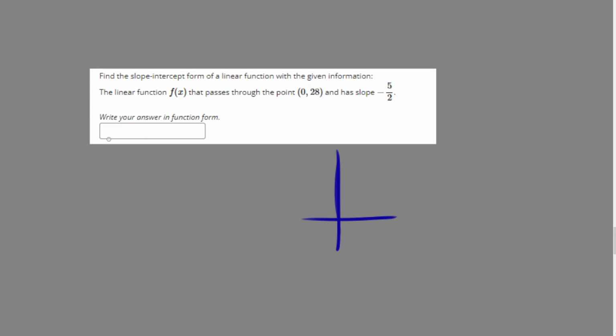So we need to write f of x for this one. This is the one I talked about earlier, where you need to include the f of x equals 5 over 2x plus 28. That's your answer for that one.